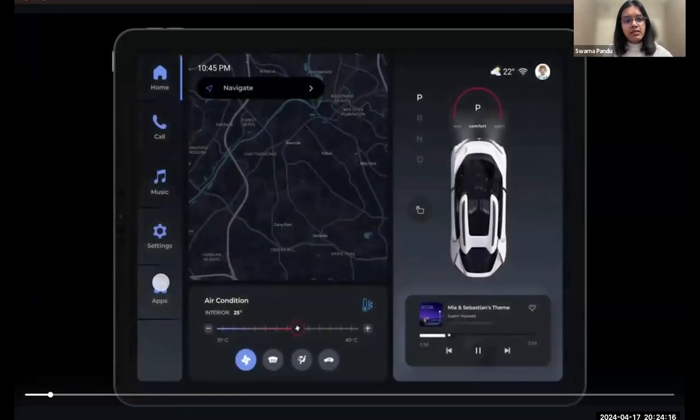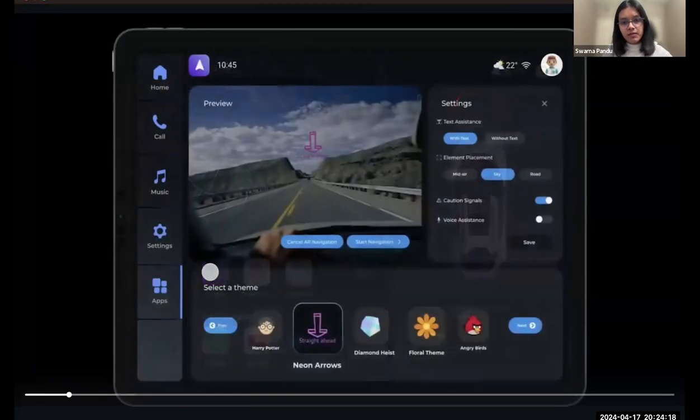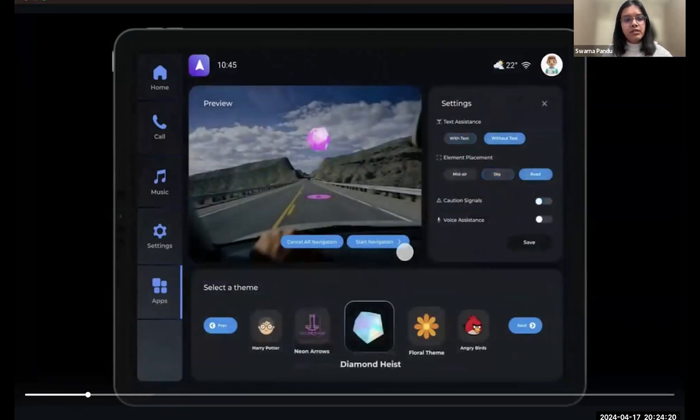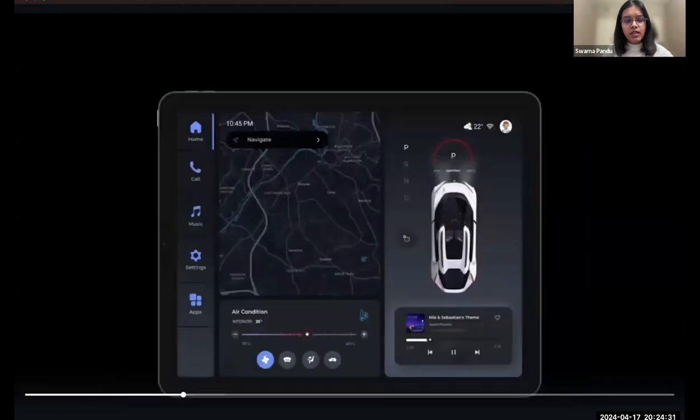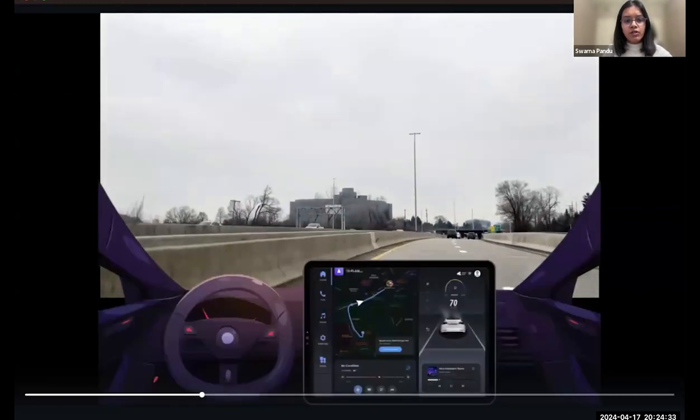The user in this case has NavVizor installed on their infotainment system. Upon loading, the user selects the Diamond Heist theme and is able to give preferences on text assistance, caution signals, and voice assistance. The preview is shown to the user based on their selection. The user can turn the navigation on and off with one click.